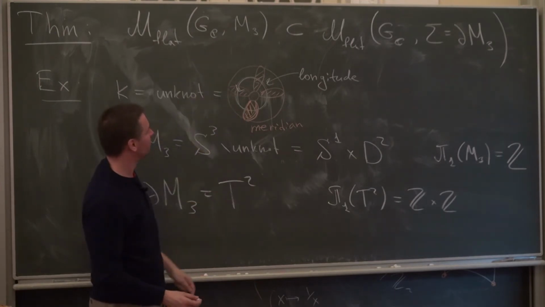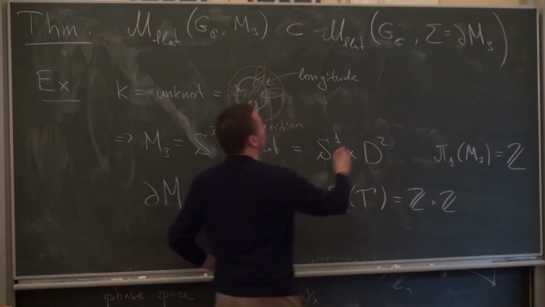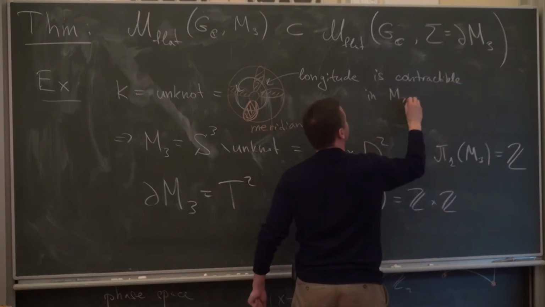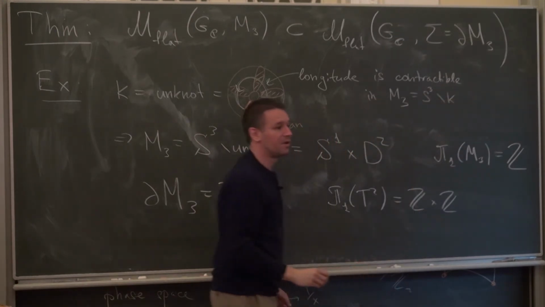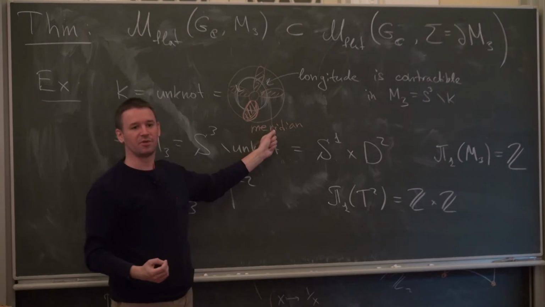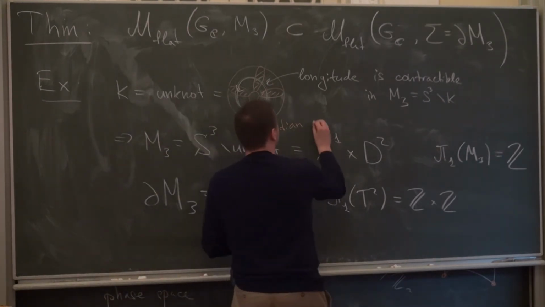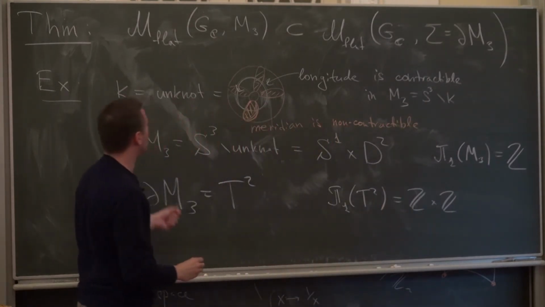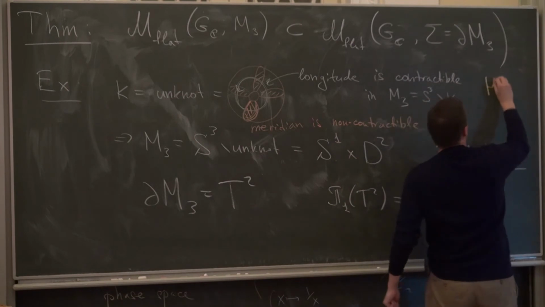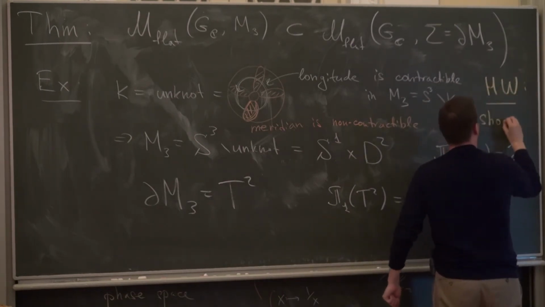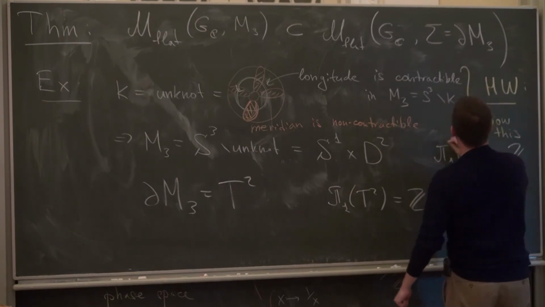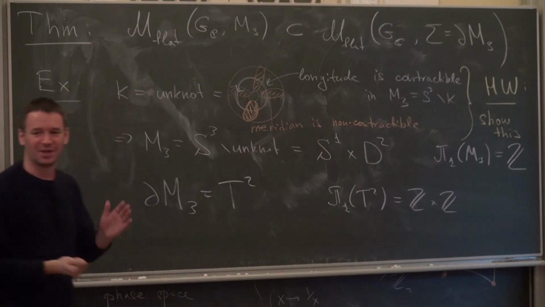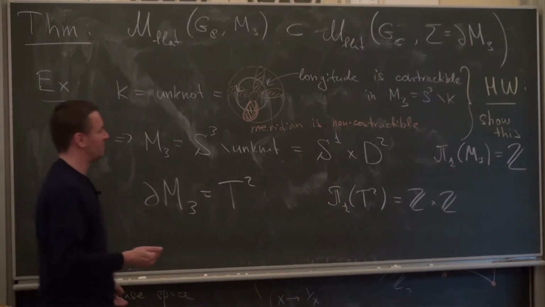Because, yeah, it's fairly clear. The converse happens in the complement. So the longitude is contractible in the knot complement, which is S3 minus K, and the meridian becomes non-contractible. So let me put it as homework: prove these two statements. It involves a little bit of visualization and working with the definition of taking the complement, but it's fairly straightforward. But it's of course important to do that.